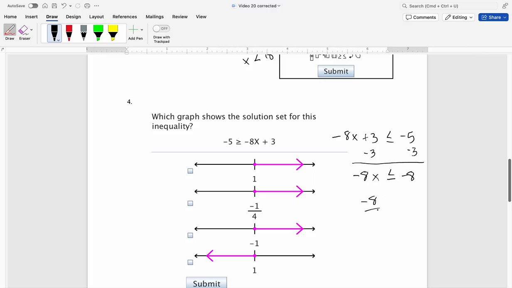Divide by negative 8. All right, so x is, again, when we divide, we change the inequality. So greater than or equal to 1. All right, so we look at which one of these graphs will give us greater than or equal to 1. So we know it's going out to the right. So that's a possibility there. But here is greater than negative 1/4. Here is greater than negative 1. So our correct answer would be the first one.